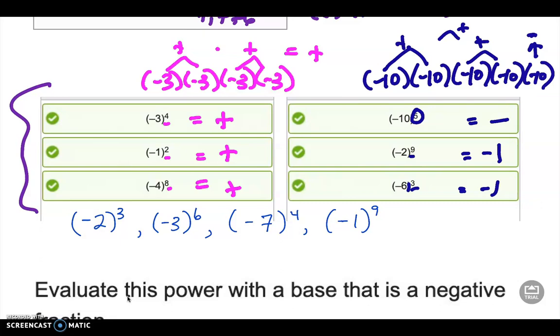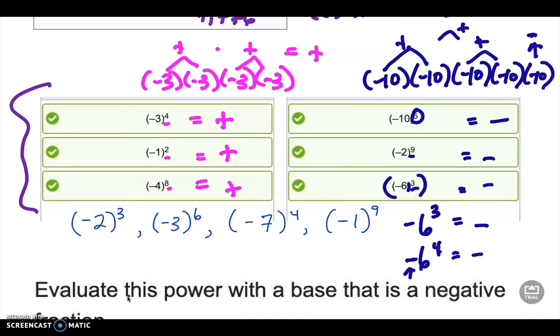Now, if it's outside of the parentheses, if I have negative 6 to the third, that's still going to be a negative number. But if I have negative 6 to the fourth, the negative is outside. So we take 6 to the fourth, and then we take the opposite of that. So this would still be a negative number. But if it's inside the parentheses and the power is odd, it's negative. If the power is even, it's positive.